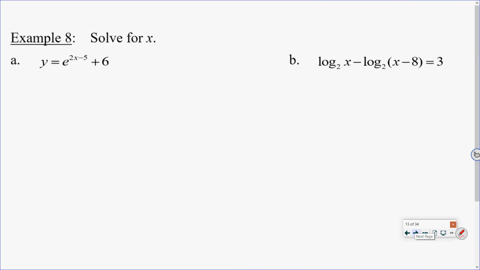Okay, we want to solve exponential equations and logarithmic equations. We've already solved exponential equations, but this one's a little bit different. This one says solve for x. This equation is kind of messed up. When I say solve, I'm going to put a 0 there. So let's find out when it's equal to 0.